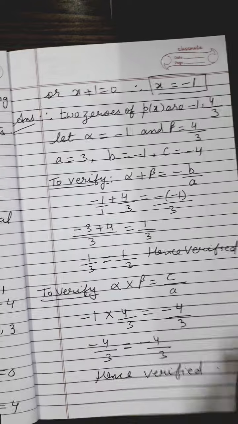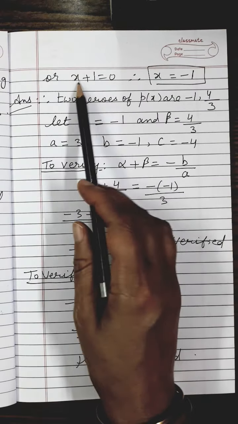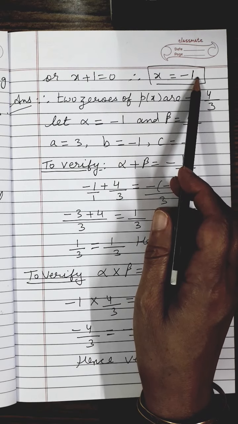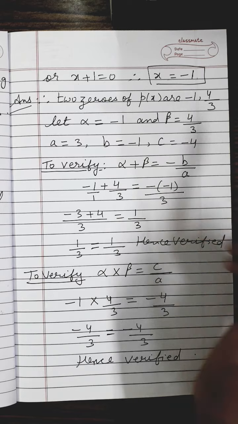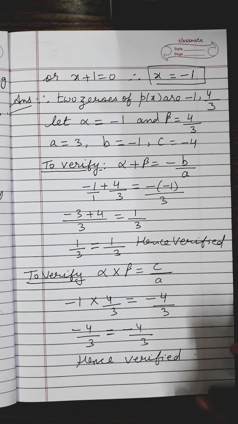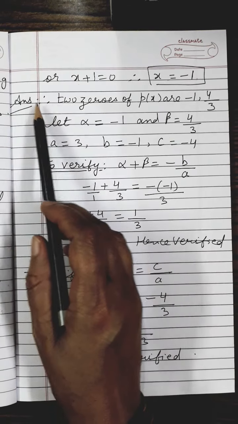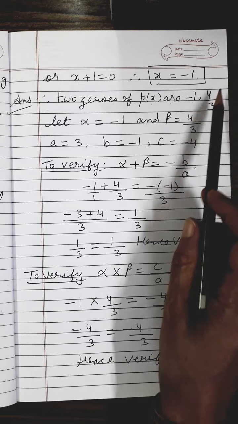So for the second value, come to the next step. Or x plus 1 is 0. Solve it for x. x equals to minus 1. So you have obtained two values of x. One value is 4/3, second value is -1. These values of x are called the zeros of the polynomial. So how do I write my answer? Therefore the two zeros of the polynomial p(x) are -1, 4/3.